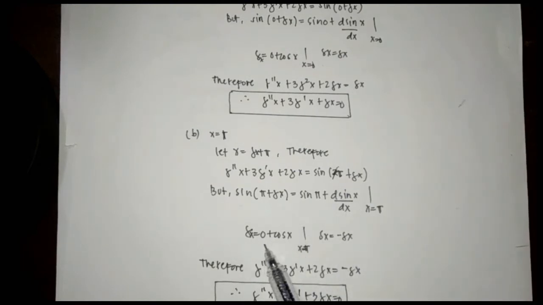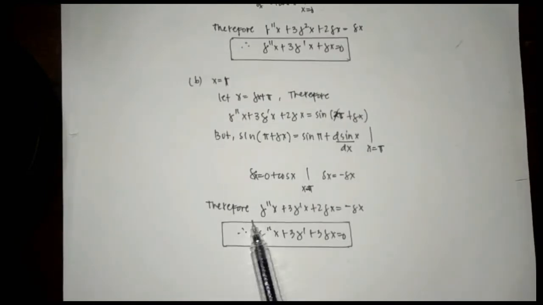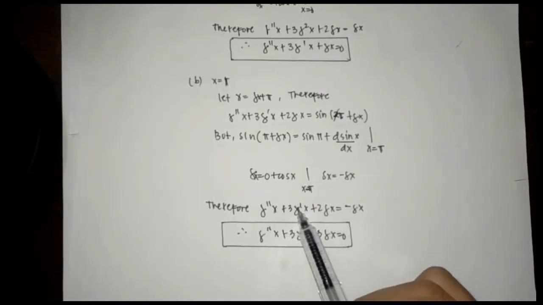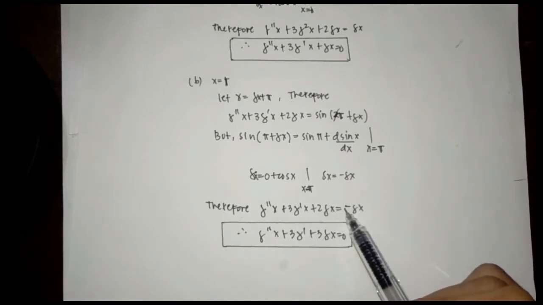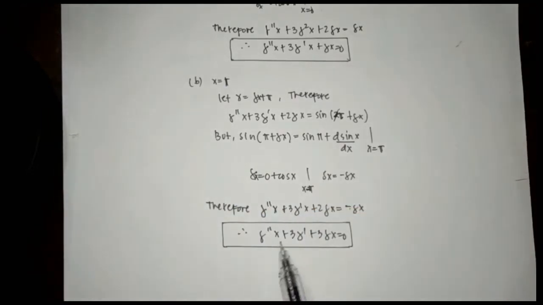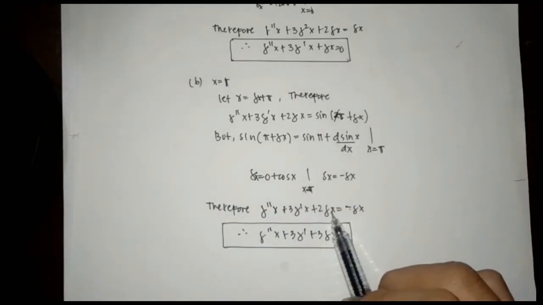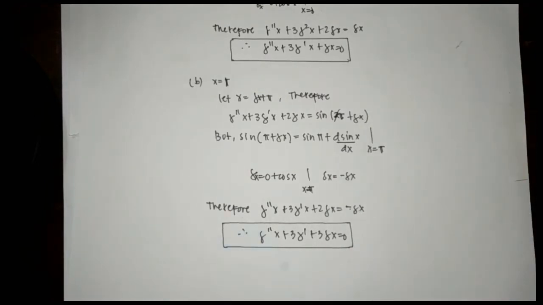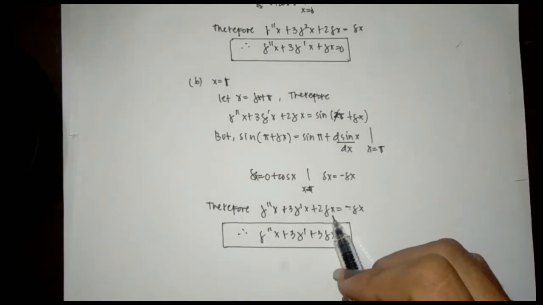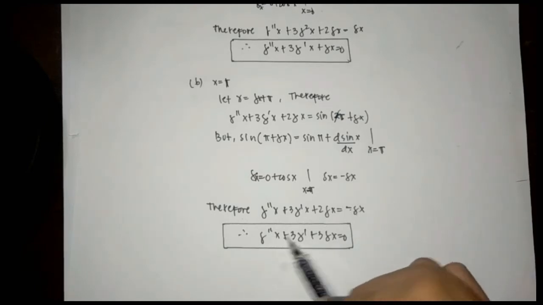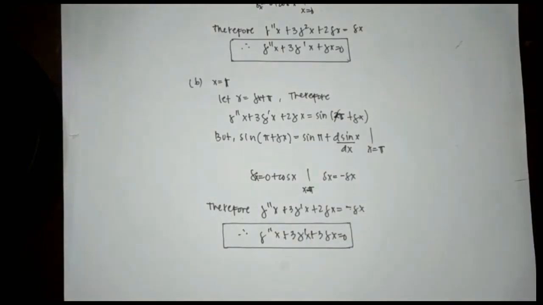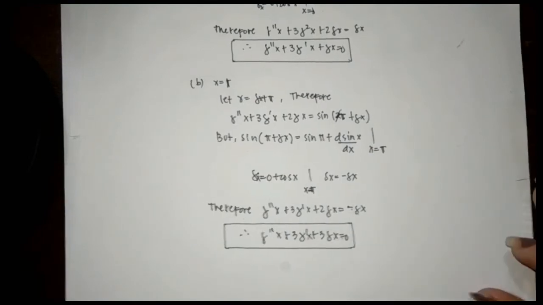So when our x is pi, we'll just have delta x equal to negative delta x. Therefore, delta double prime x plus 3 delta prime x plus 2 delta x is just equal to negative delta x. And the final answer for B is, when we add delta x, we will have 3 delta x. So delta double prime x plus 3 delta prime x plus 3 delta x is equal to 0.